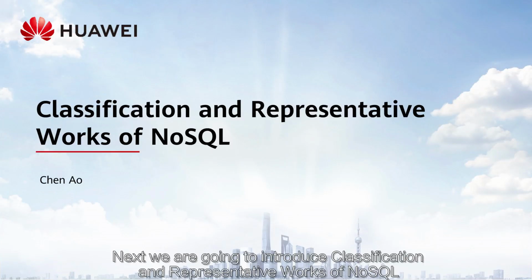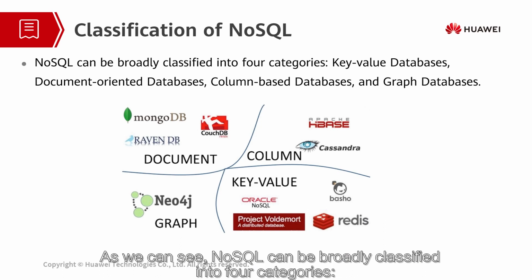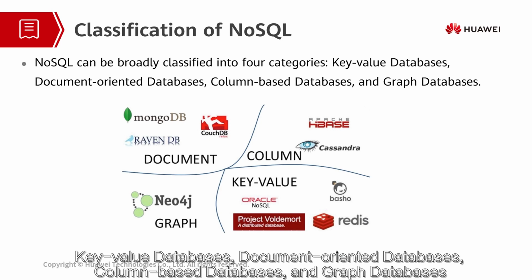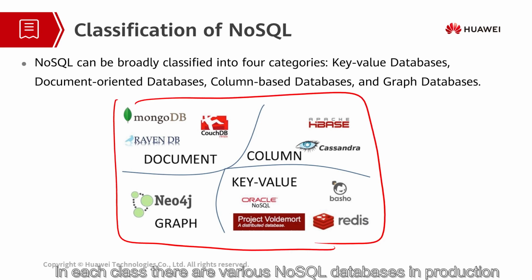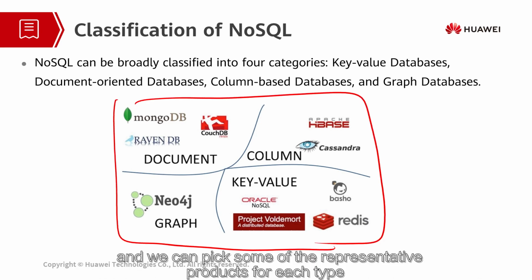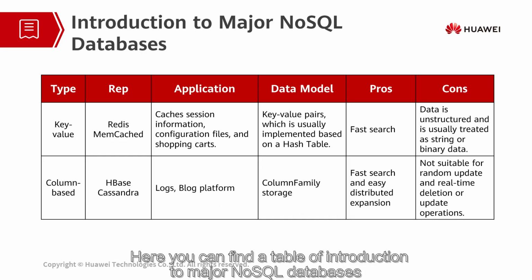Next, we are going to introduce classification and representative works of NoSQL. As we can see, NoSQL can be broadly classified into four categories: key-value databases, document-oriented databases, column-based databases, and graph databases. In each class, there are various NoSQL databases in production. And we can pick some of the representative products for each type. Here, you can find a table of introduction to major NoSQL databases.